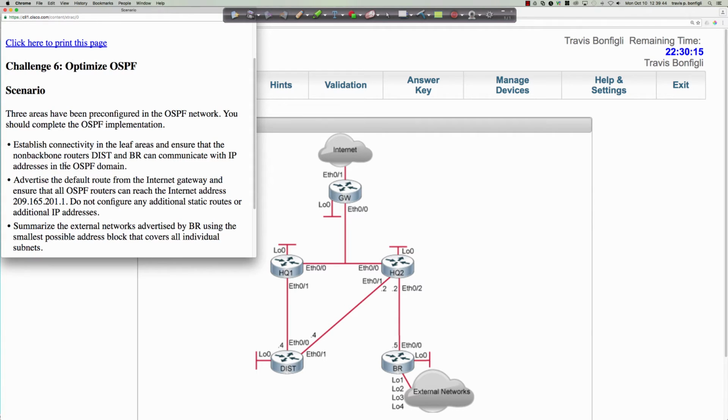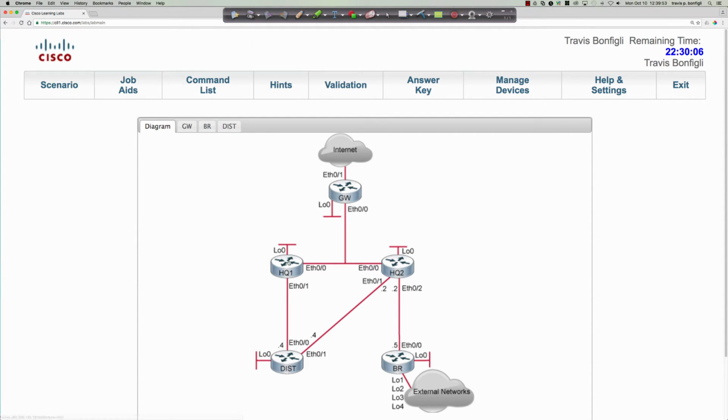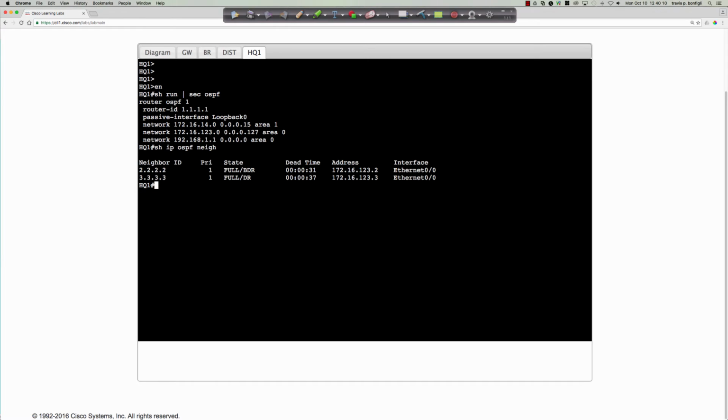All right, so here is what we are going to do. I'm going to jump onto the HQ router. My guess is that the HQ routers may not have it set up. So let's see if HQ1 is set up here. Let's say show run section ospf. All right, so OSPF is enabled. Show ip ospf neighbors. So I'm neighbors with router 2 and 3.